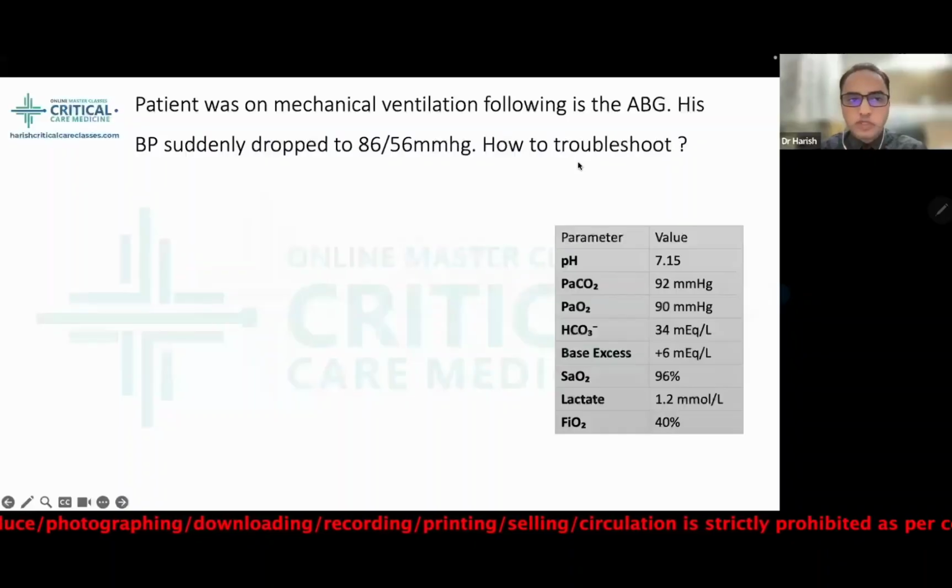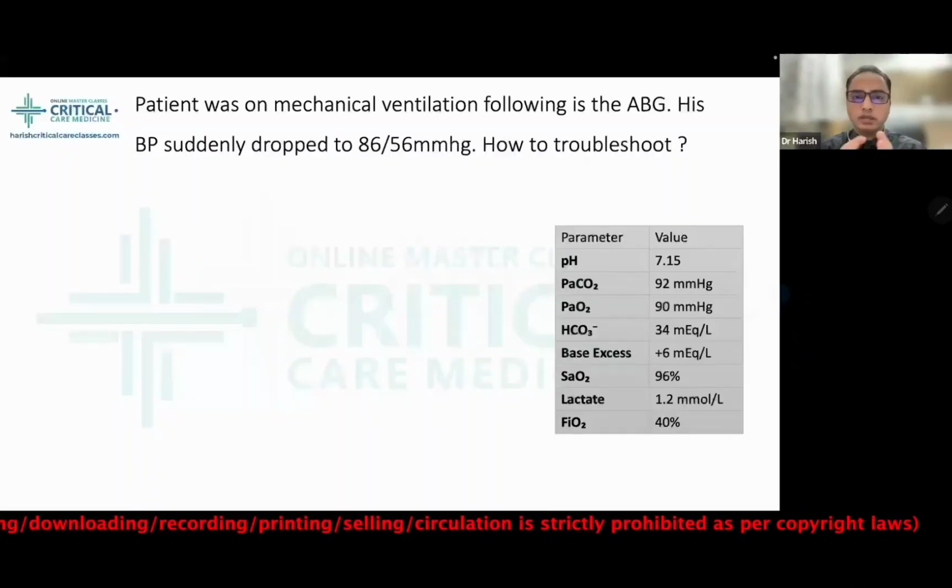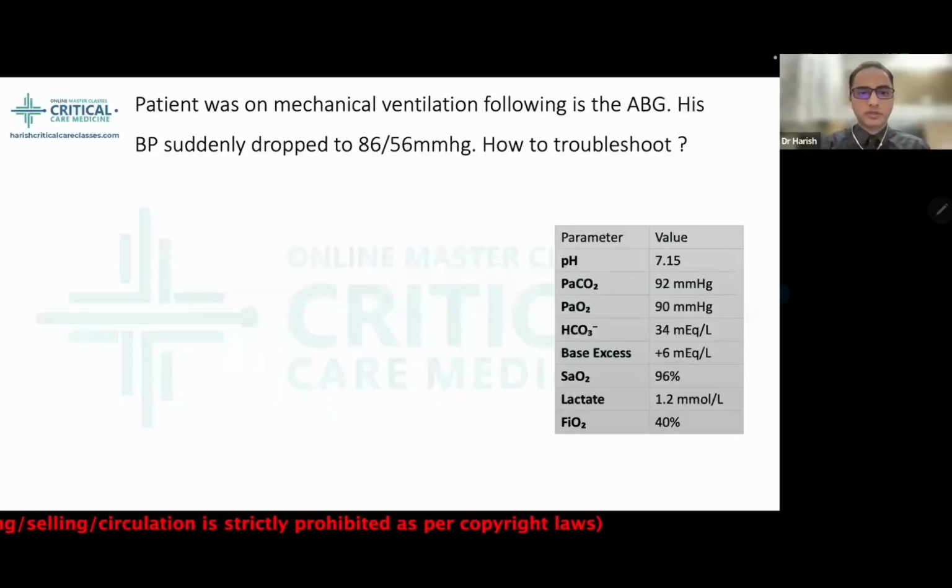See, in due course there is a sudden drop in blood pressure to 86 by 56 millimeters of mercury. Initially, he was having a very good pressure, around 130, 140. So how to troubleshoot this condition?